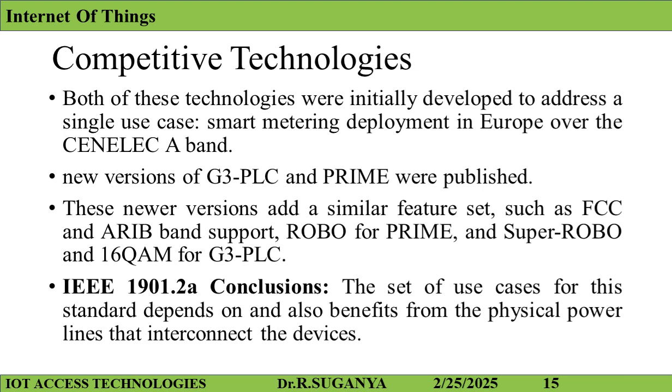Competitive technologies. Both of these technologies were initially developed to address a single use case, smart metering deployment in Europe over the CENELEC A band. New versions of G3-PLC and PRIME were published. And for IEEE 1901.2a, in conclusion, the set of use cases for this standard depends on, and also benefits from, the physical power lines that interconnect the devices.